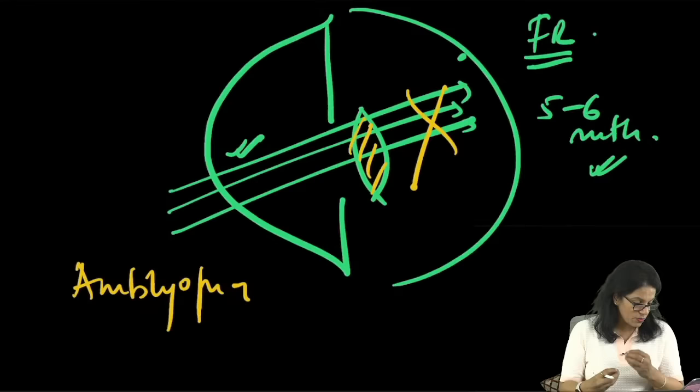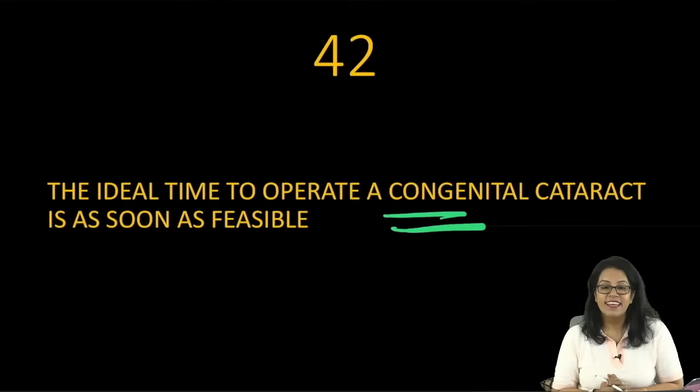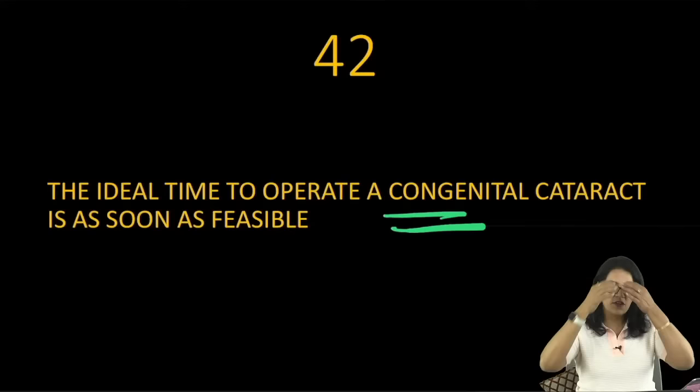Goniotomy is a treatment of choice of congenital glaucoma. We are talking about congenital cataract. Koi baat nahi hai, gadbad ho jati hai. Theek hai? So, congenital cataract, batao, but once you have answered wrong, you will have to answer this.